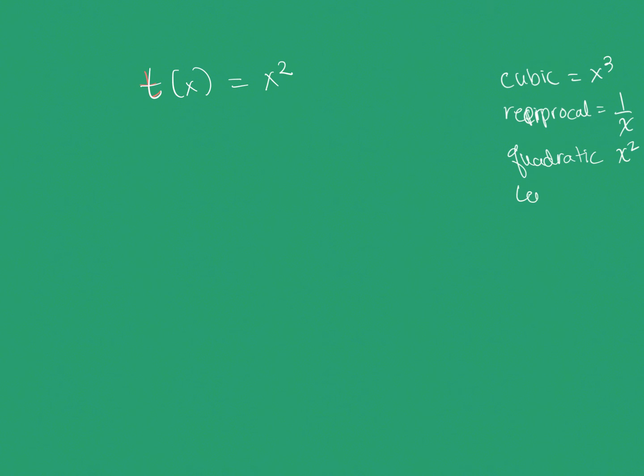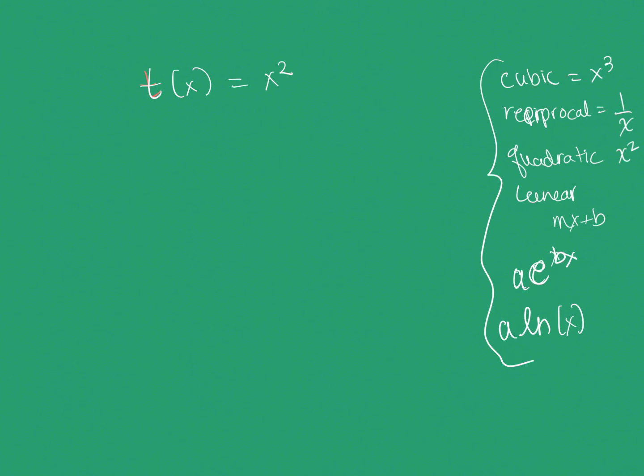A linear is mx plus b. An exponential is some constant e to the bx, and a log is the natural log, some constant times the natural log of x kind of thing. Right? Or log some base, but these are going to be your general toolkit of families.